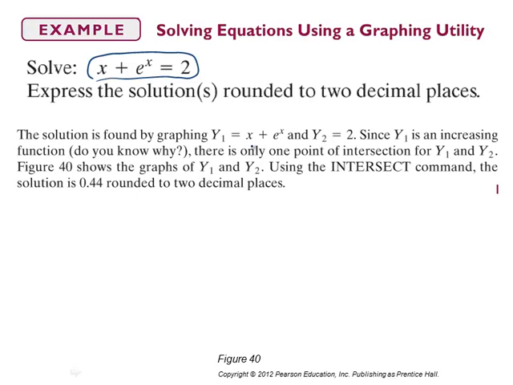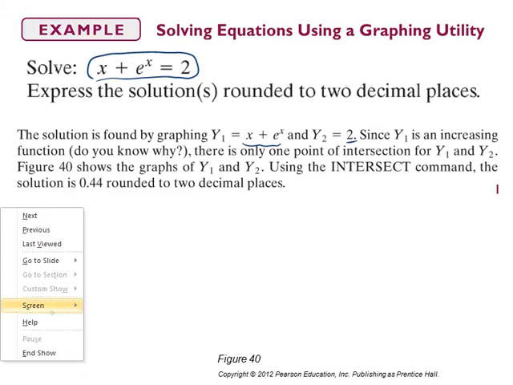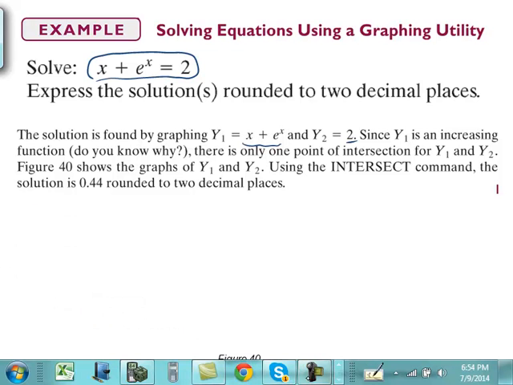Now, what we could do is in our graphing calculator in the equation editor, you plug in x plus e to the x as one function, and 2 for a second function. You graph them, and you look to see where the two graphs intersect each other. So I'm going to go to my graphing calculator and see what that looks like here.